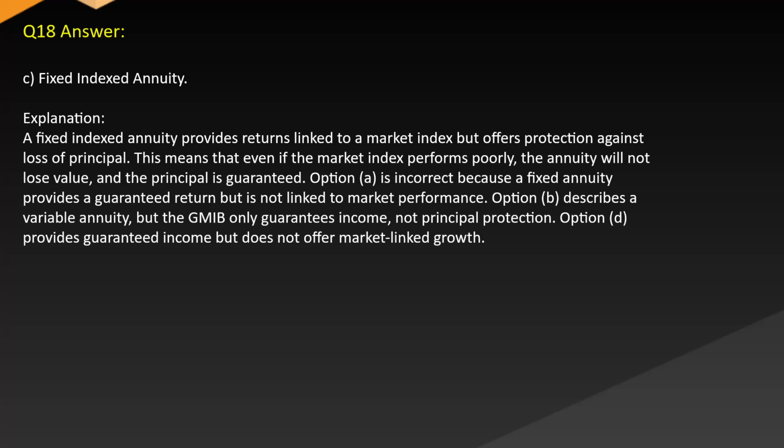Option B describes a variable annuity, but the GMIB only guarantees income, not principal protection. Option D provides guaranteed income but does not offer market-linked growth.